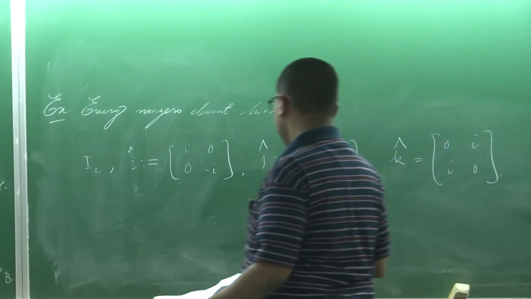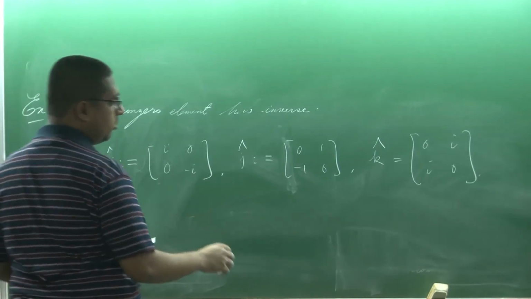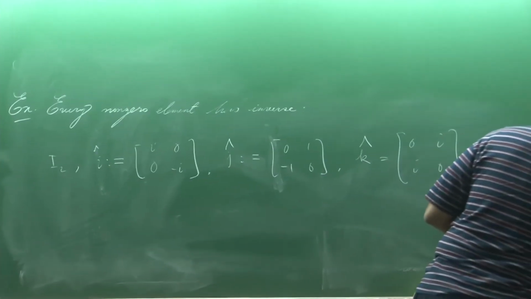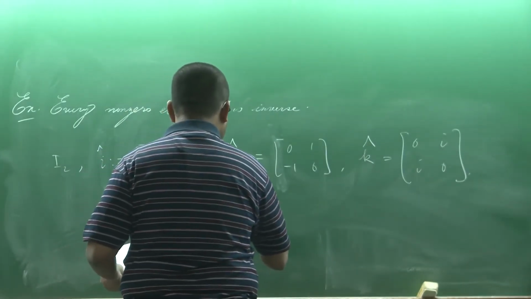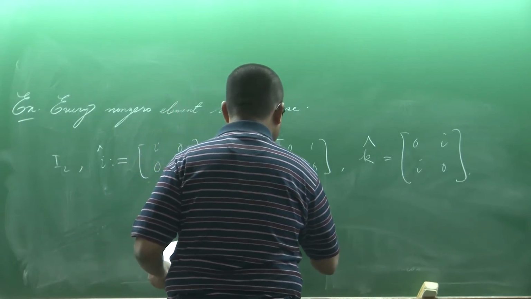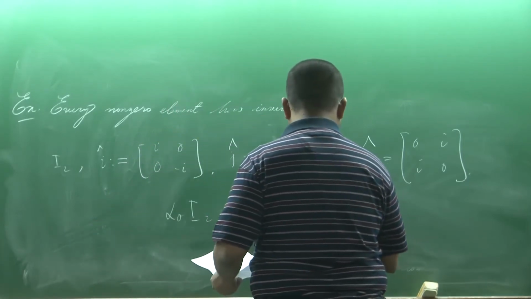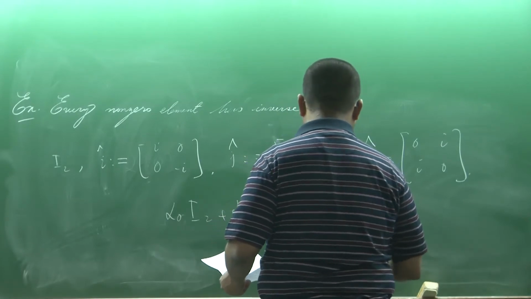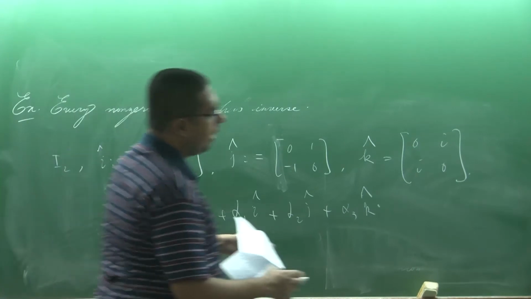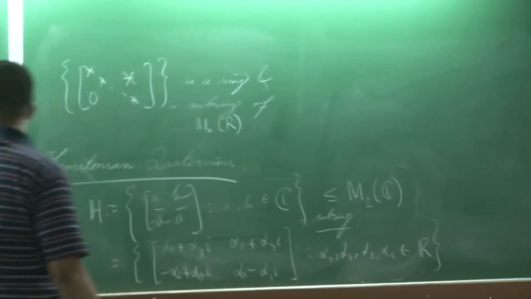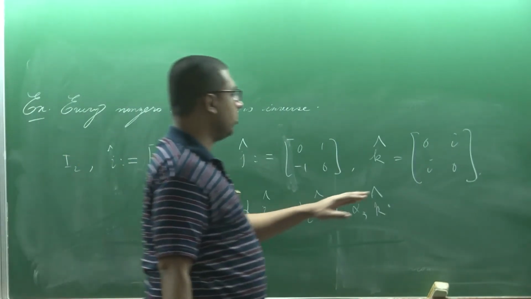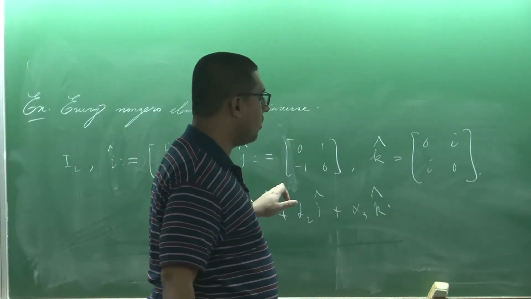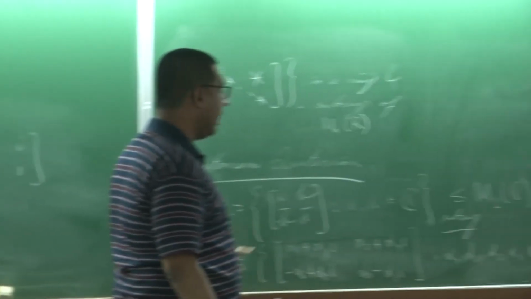and then k hat is (0, I; I, 0). Okay. So, now it is quite easy to see that any matrix in H can be uniquely written as alpha naught times I2 plus alpha 1 times I hat plus alpha 2 times j hat plus alpha 3 times k hat. So, every matrix in H can be written uniquely as a linear combination of these. This shows that there is a basis of the real vector space H, so it is a 4-dimensional vector space.